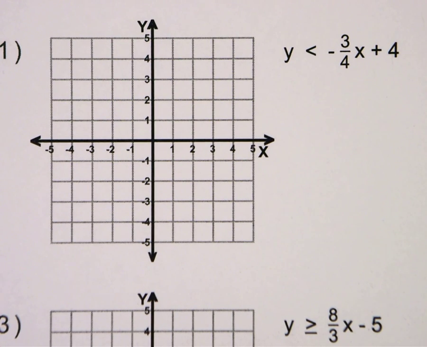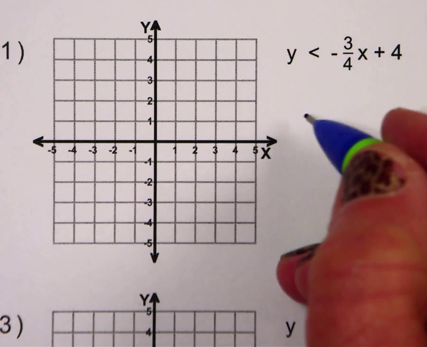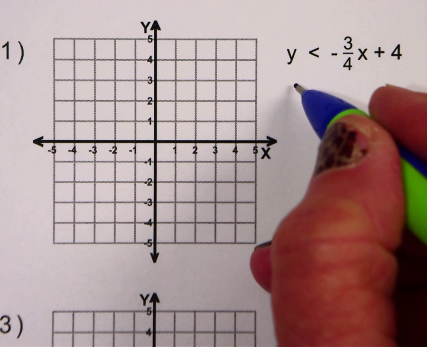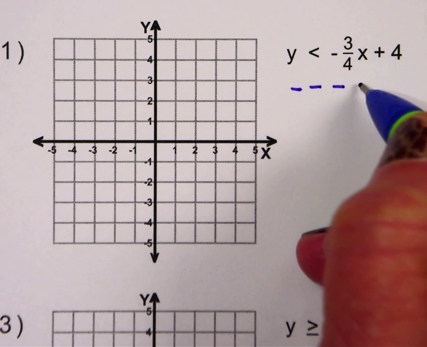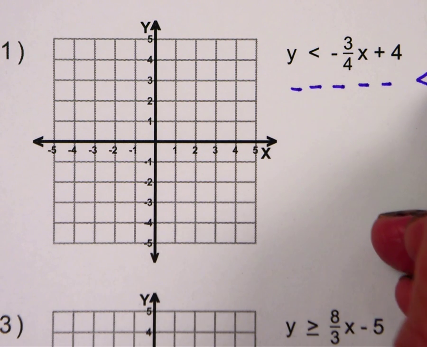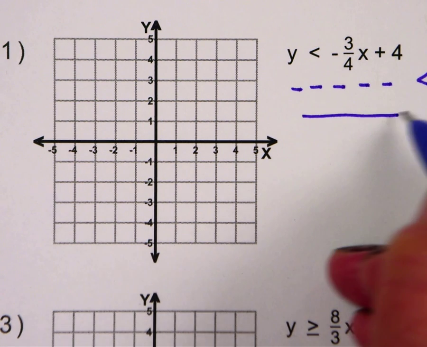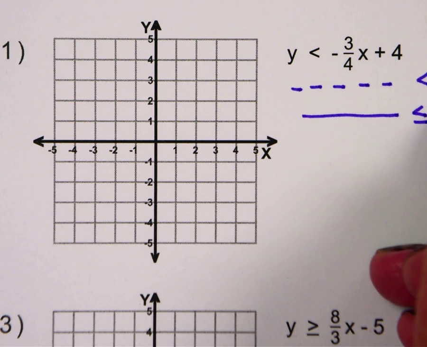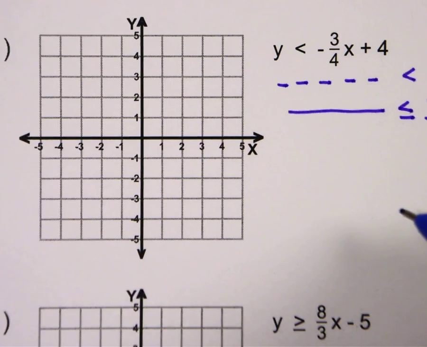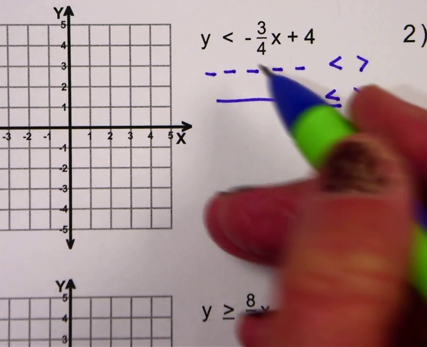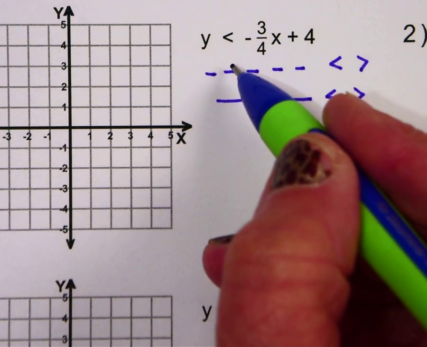If I look at this, I can graph this line. Here I have less than, and so, therefore, instead of a regular line, I will use a dotted line. If I've got less than or greater than, I use a dotted line; I use a solid line if I have less than or equal to or greater than or equal to. And so, what I'm going to do is I'm going to graph this line first.